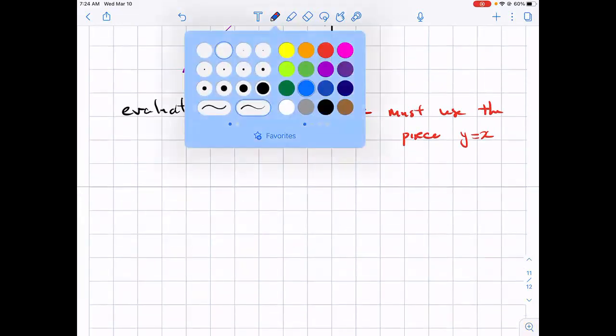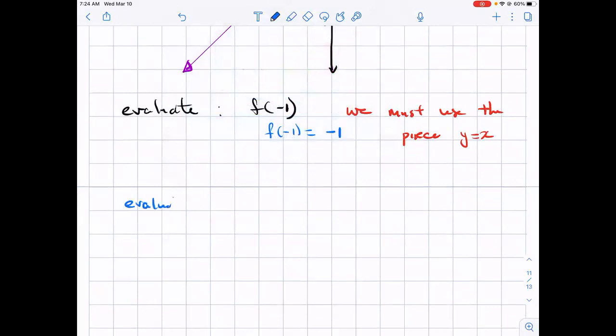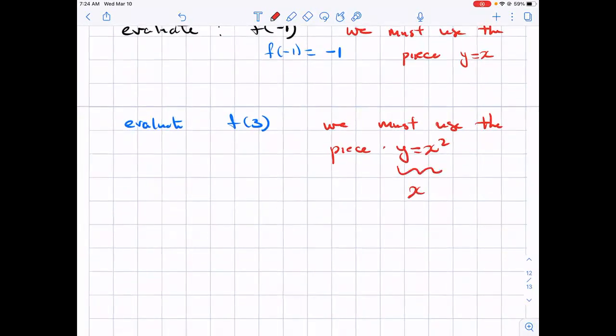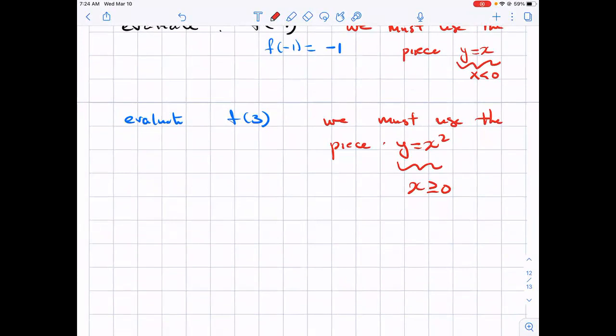If I ask you to evaluate f of 3, here we must use the piece y equals x squared, because for this function here, x is greater than or equal to 0. This function here, x is less than 0. So f of 3 will be 3 squared, which is equal to 9.